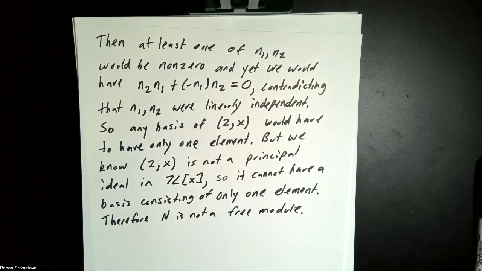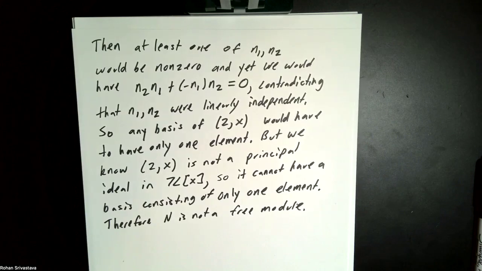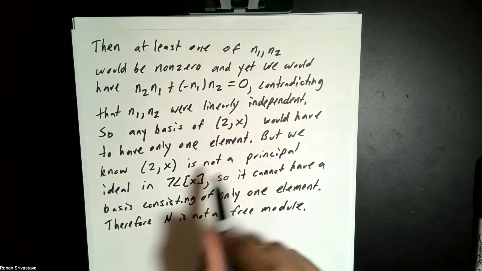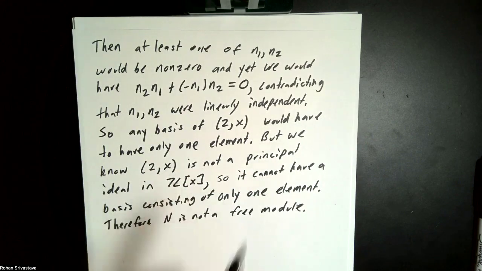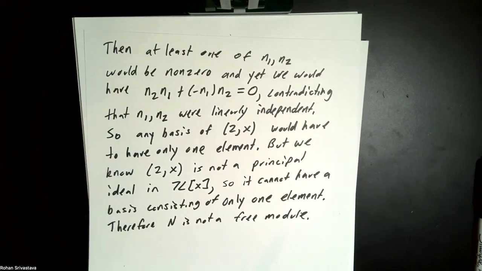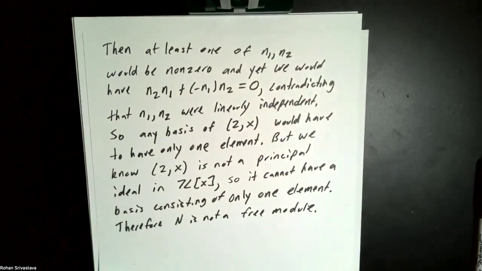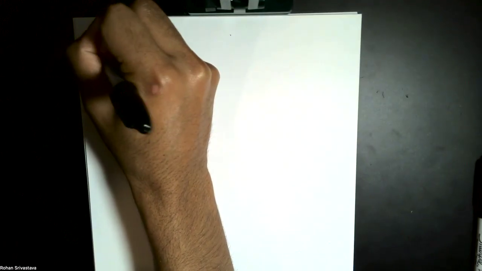And then the other thing that we should do for completeness is to justify this claim that the ideal generated by 2 and x is not a principal ideal in Z adjoin X. Perhaps this would be maybe not expected to do here, but let's do it anyways. Okay, so this is sort of a claim that we used.